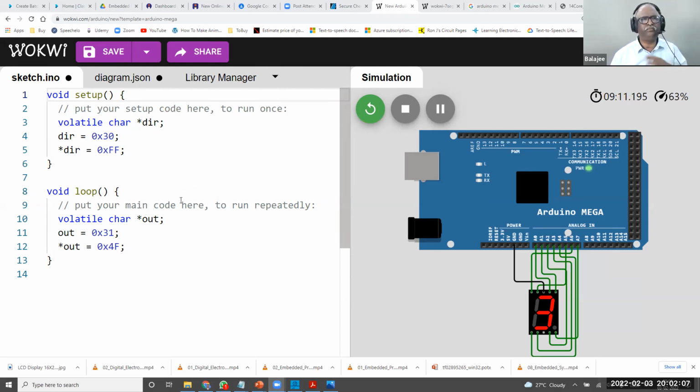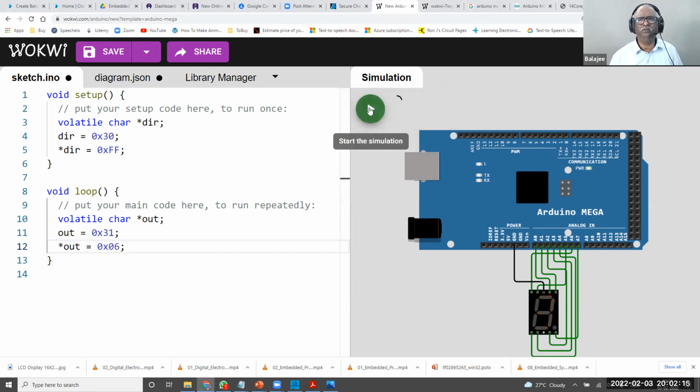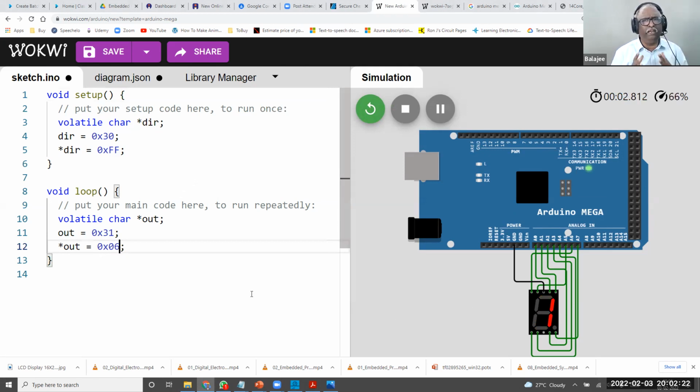Okay, now I put 06 here, then I run it. See, I get 1. Understand? Things are very simple. Don't make it complicated.